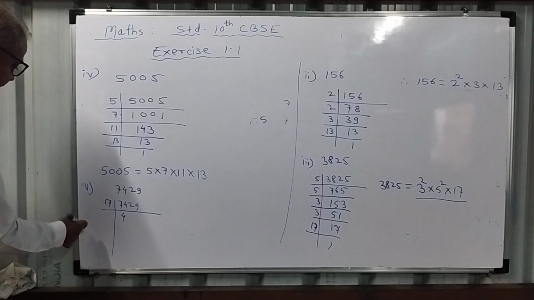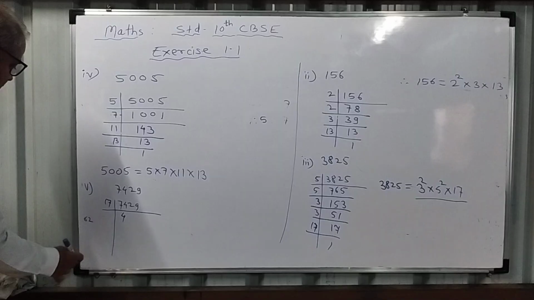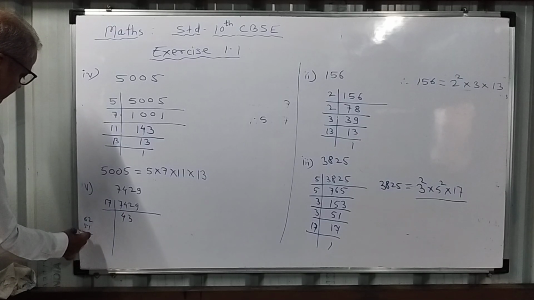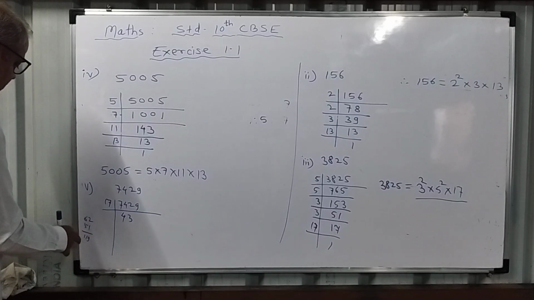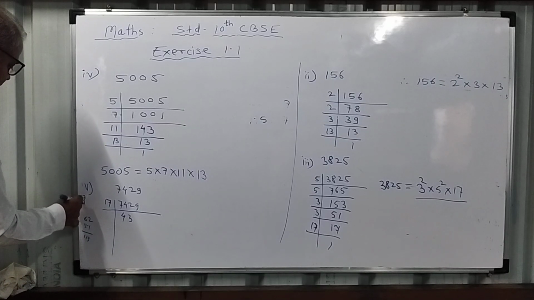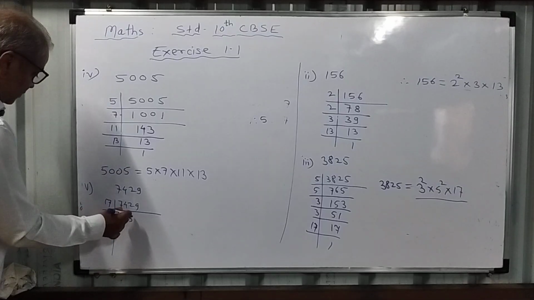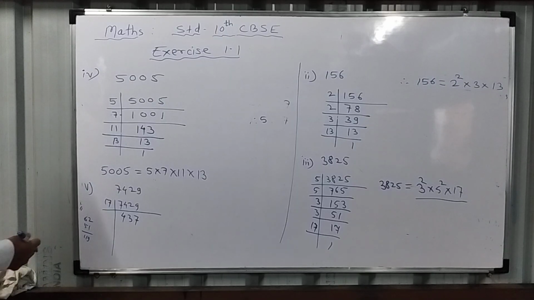17 fours are 68, 17 threes are 51, and 17 sevens are 119. Now it is divisible by 19.